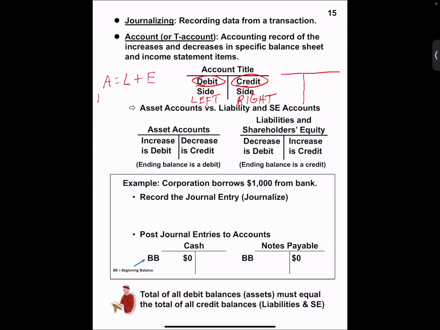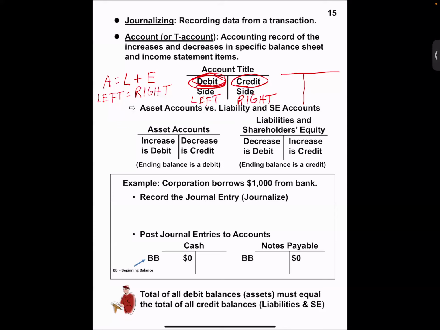Think of the assets on the left-hand side and liabilities and equity on the right-hand side. Okay. So that's going to be helpful, because we're going to use the phrase normal balance. Assets are on the left-hand side of the accounting equation, so the normal balance for an asset is a left-hand balance, or a debit balance. So assets normally have a debit balance.